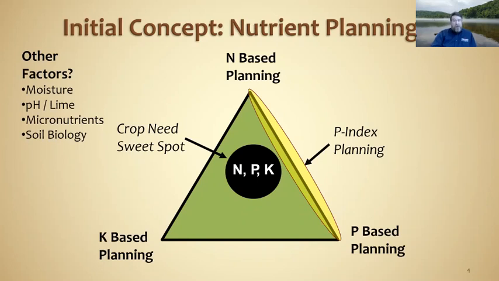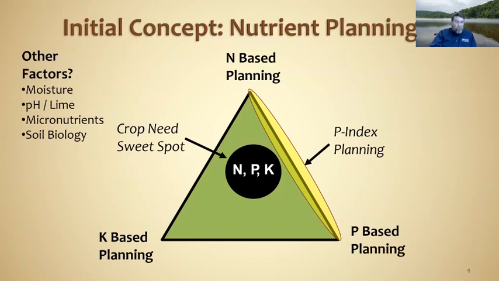without oversupplying any of the other two. And I did a lot of talking yesterday about phosphorus index planning. All that's doing is writing your nutrient management plans based on that nitrogen to phosphorus side of the triangle. So realistically, from a nutrient management planning process, you need to be thinking about your nitrogen, phosphorus, and potassium.